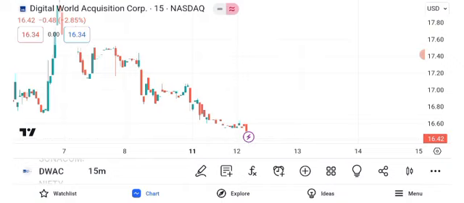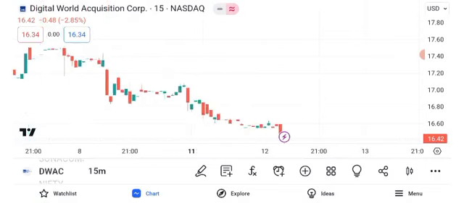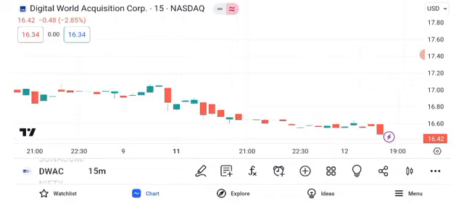Chart patterns can provide valuable insights. Recently, DWAC's stock formed a pennant pattern, indicating potential continuation. However, it's crucial to corroborate patterns with other indicators.